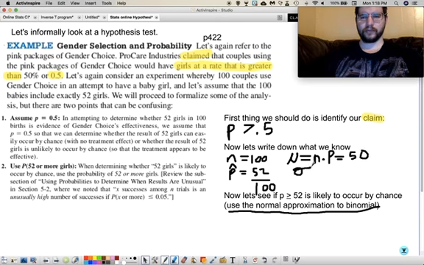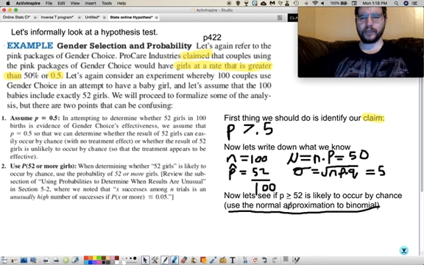And sigma, well, that's square root of n times p times q. n is 100, p is 0.5, 1 minus 0.5 is also 0.5. So that's basically half of 100 and half of 50, so that's 25. Square root of 25 is 5. Or you can type the numbers in the calculator.